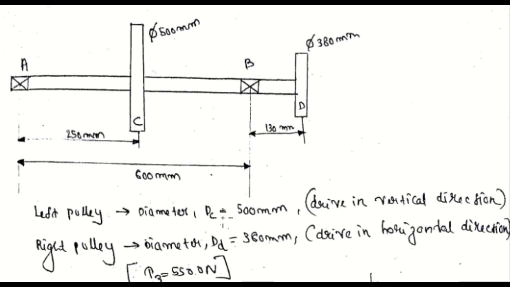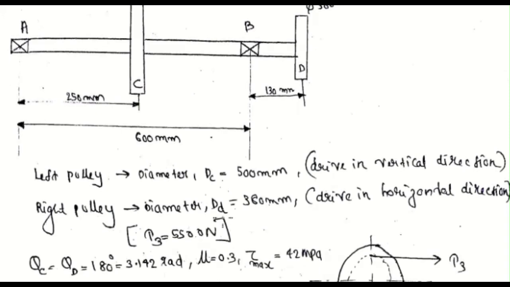So next, what they have given. Next, they have given theta, the angle of contact. The angle of contact of both the pulleys is the same. So I'm taking theta C and theta D as 180 degrees. We only need the value in radians, not in degrees, so we have to convert into radians at that time itself. So that will be 3.142 radian. And the coefficient of friction is also given as 0.3. Then tau max, the maximum shear stress value they have already given, is not to exceed 42 megapascal. So that's the maximum value of shear stress.